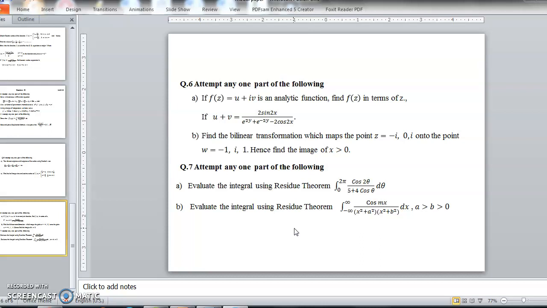In the next question, evaluate the integration using the residue theorem, minus infinity to infinity cos mx upon (x squared plus a squared) into (x squared plus b squared) dx. Here you should apply the real part of e to the power imx, and this integration can be written as the integral from minus R to R of e to the power imx upon (x squared plus a squared)(x squared plus b squared) dx, real part of this one, and that can be written as the integration of e to the power imz upon (z squared plus a squared) into (z squared plus b squared), real part of this one. And then solve this using the residue theorem, we can find out the answer.